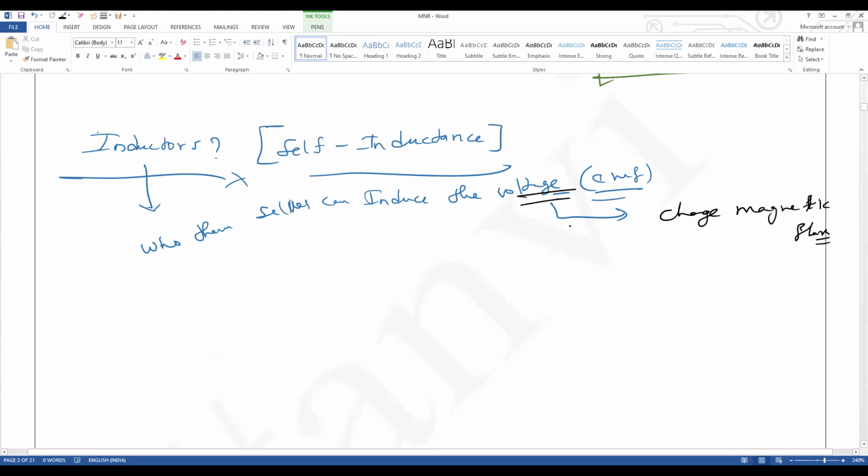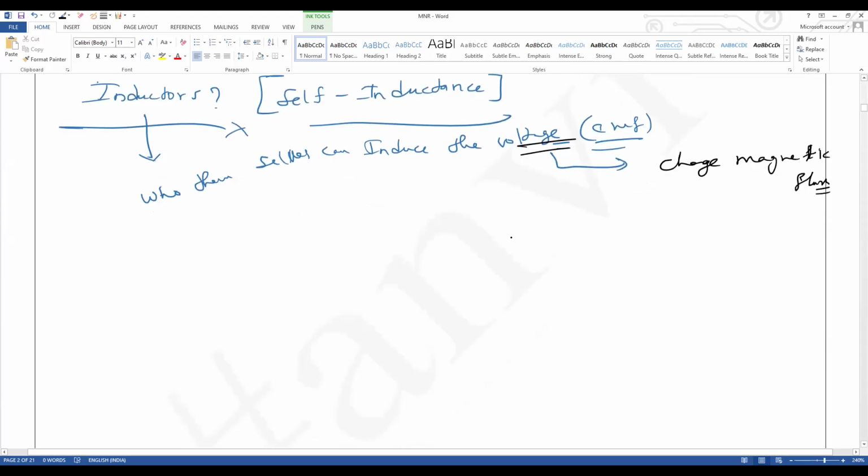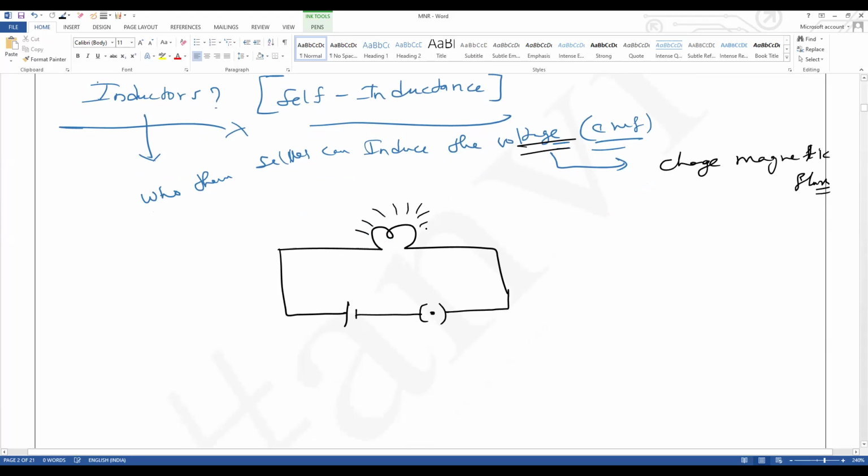Yes or no, guys? Now, let us imagine there is a simple electric circuit where a bulb is there and there is a battery or a dry cell connected to it. Now, if I turn on the switch, immediately what will happen? You can see the bulb glowing with maximum brightness. Am I right or wrong?